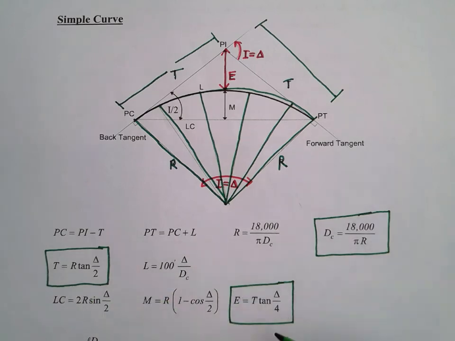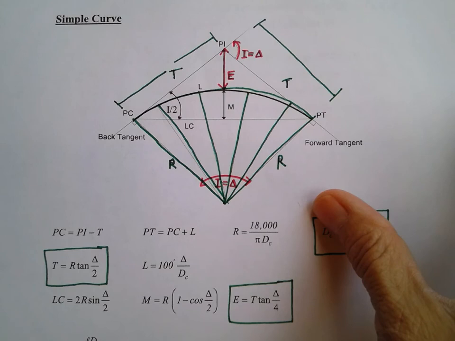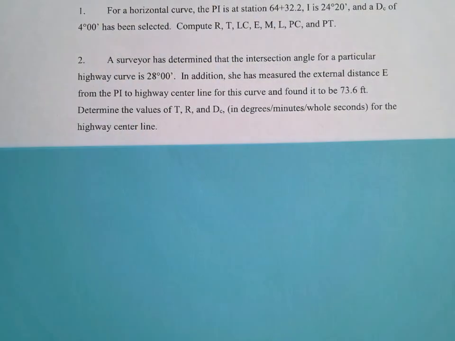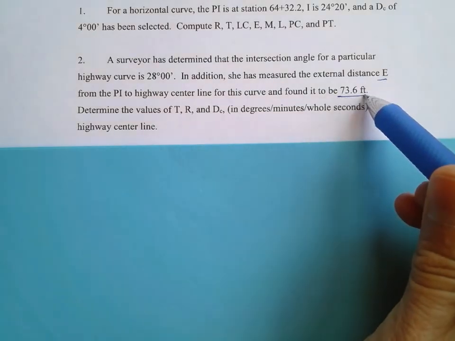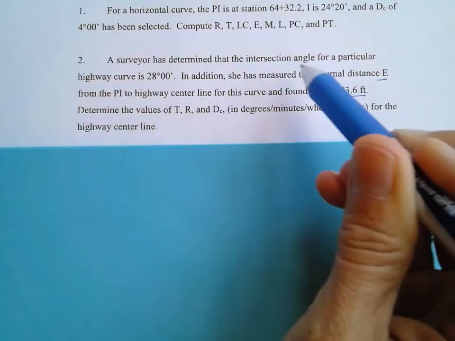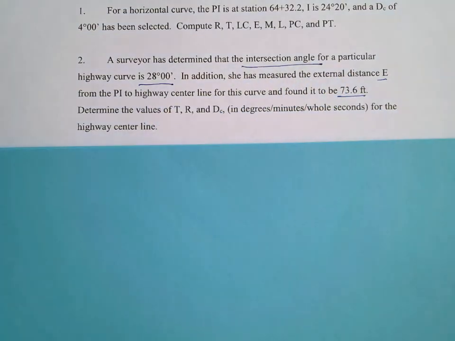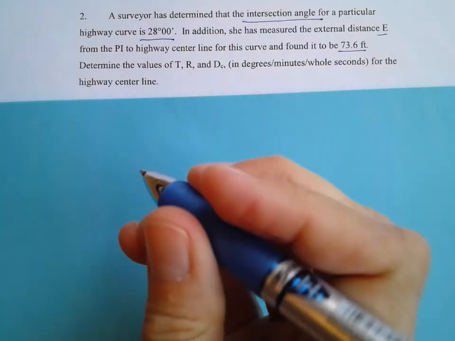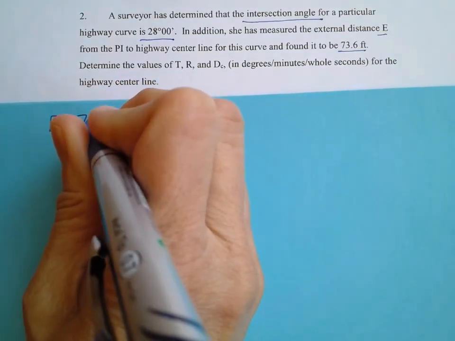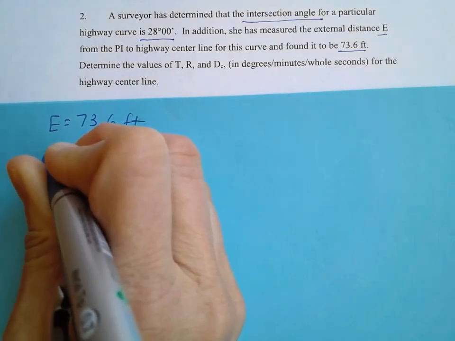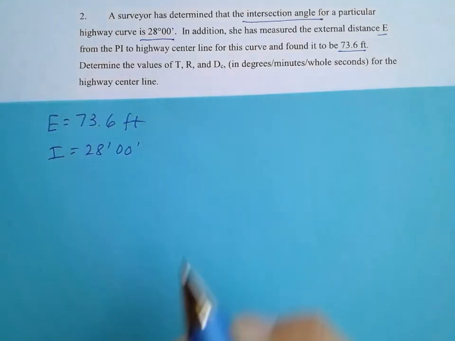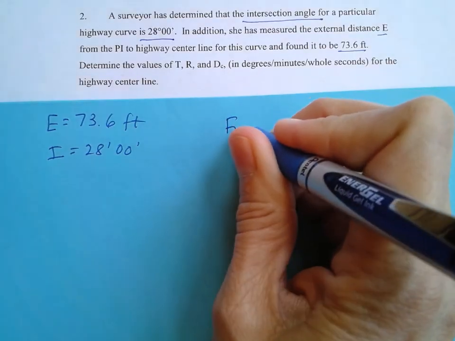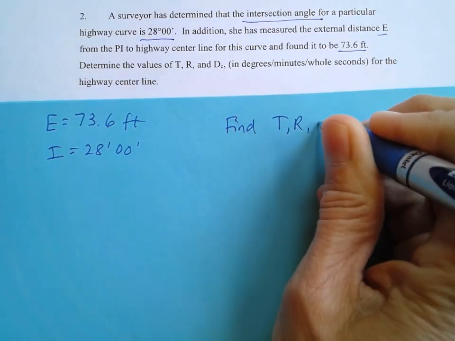So we'll be able to work with these 3 equations, kind of backing through and finding the values that we need to find for this problem. So let's go ahead and remember what we're looking for and what values we're given. We're given that E value of 73.6 feet and that intersection angle of 28 degrees. So I'm going to write those on my paper here. E is 73.6 feet and I of 28 degrees 0 minutes. Don't really need that, but we'll put it there. And we want to find T, R, and D sub C.